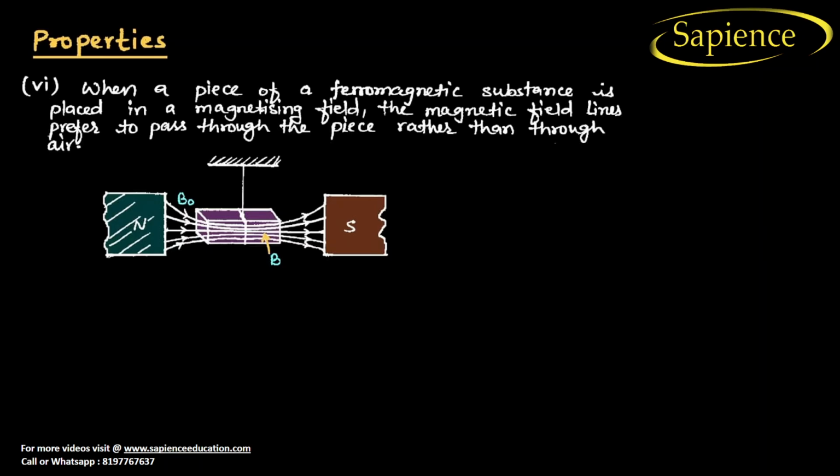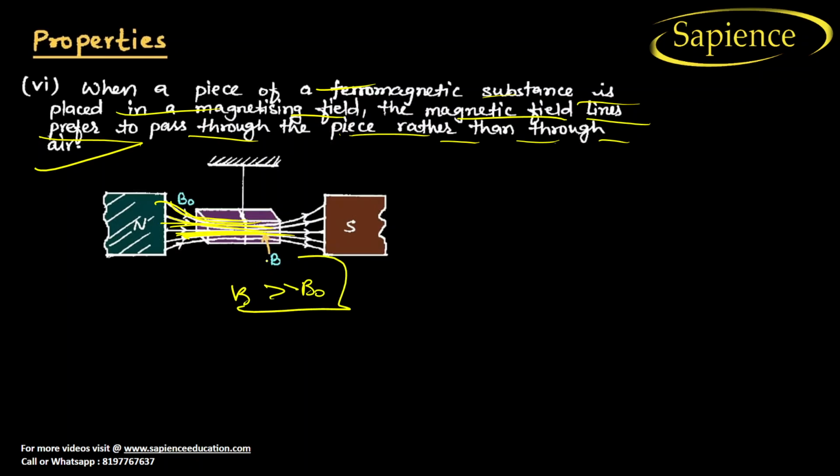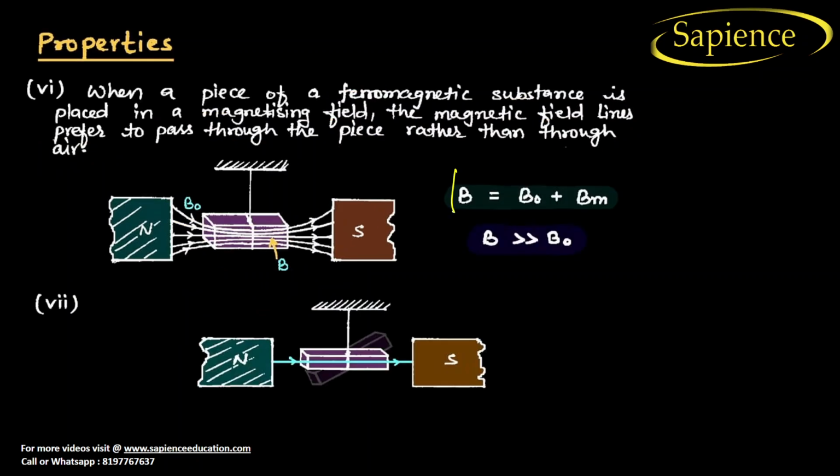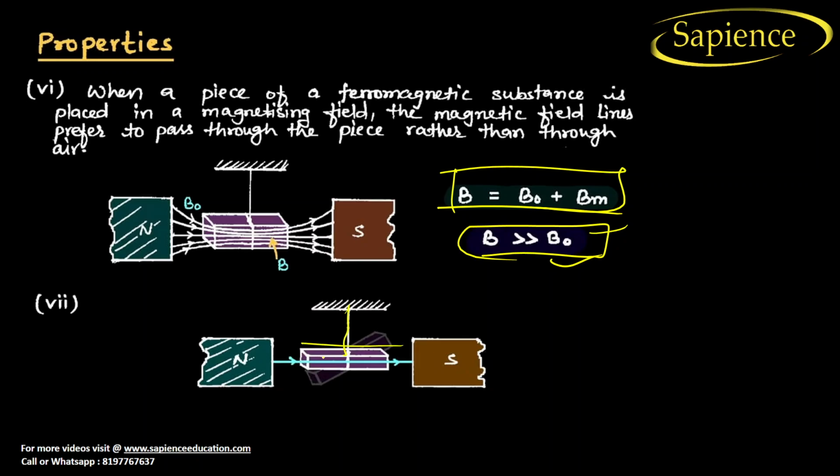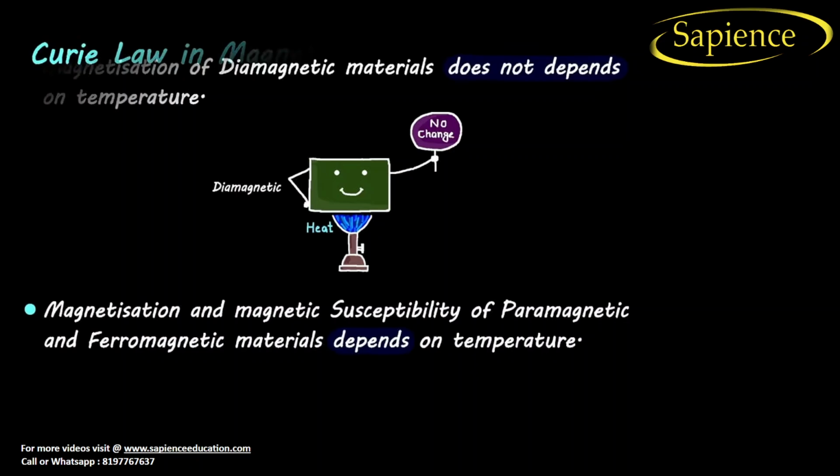Okay. Now, one more important property is that when a piece of a ferromagnetic substance is placed in a magnetizing field, the magnetic field lines prefer to pass through the piece rather than through the air. So most of it will get attracted automatically in this. Okay. So definitely B will be very much larger than B naught. Okay. So B is equal to B plus B naught. So B is very much larger than B naught. So what happens when you keep any magnet like this? It will align itself along the magnetic field lines.